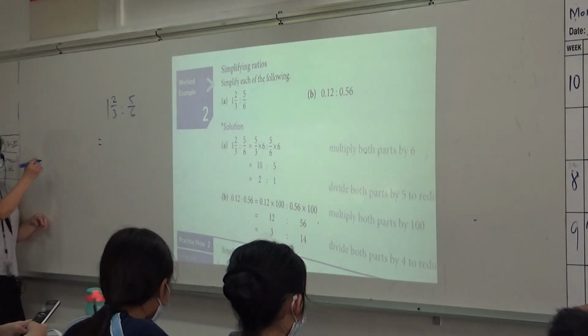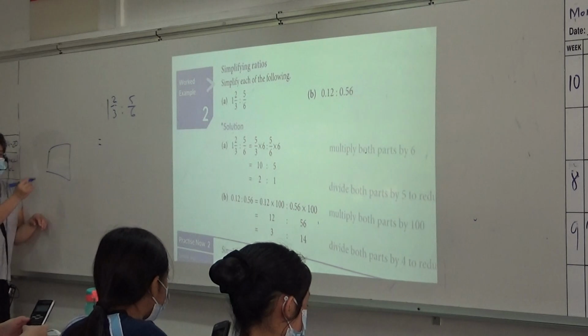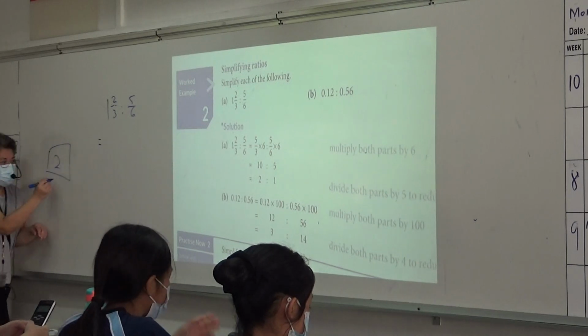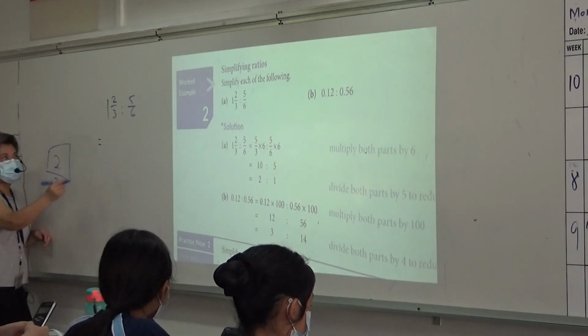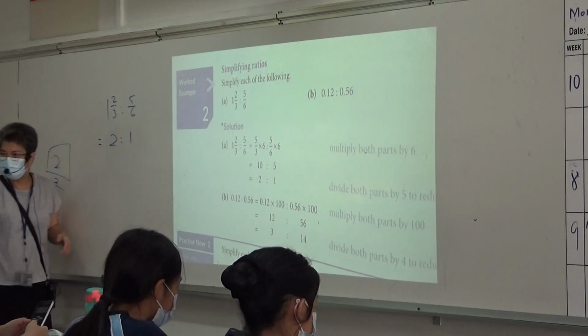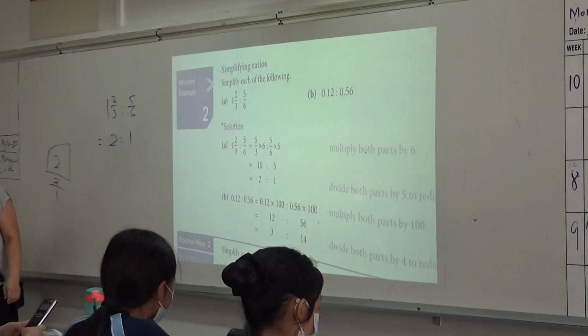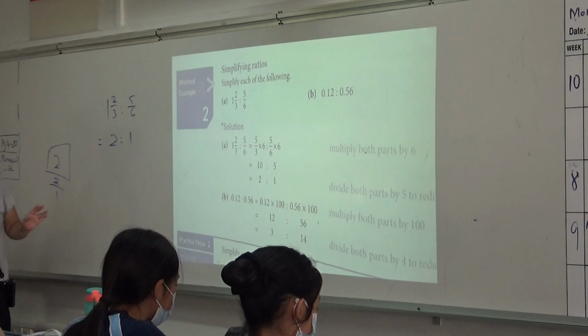Divide by 5/6. What's the answer on your calculator? 2, right? Do you agree 2 is 2/1? So this will be 2:1. That's how you get your answer. Understand? It's how you get your answer.